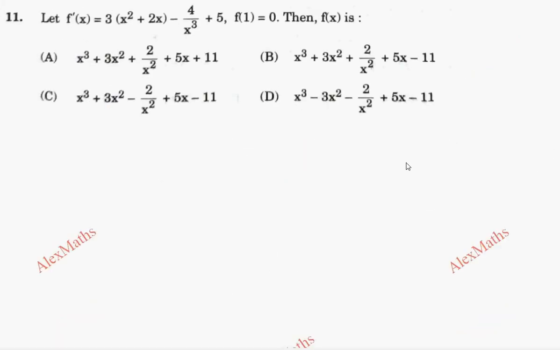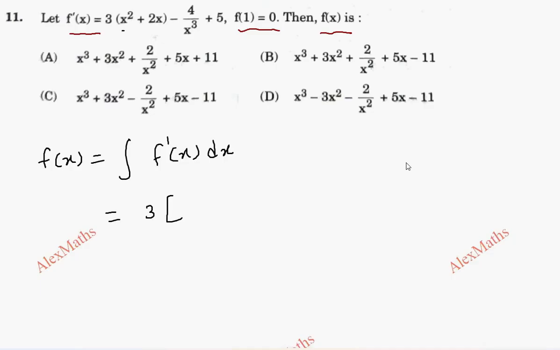Question number 11. They have given f dash of x and they are asking f of x, and they gave one condition. To find f of x from the f dash of x, we have to integrate f dash of x, and this is with respect to x. So the first term 3 we keep as it is, x square plus 2x. X square is x cube by 3, 2x is x square by 2. This is actually x power minus 3 when I carry up.